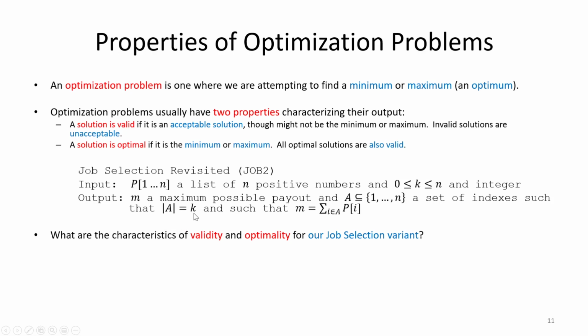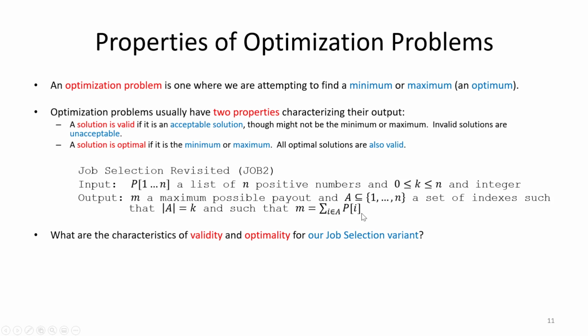If it returns k minus 1 jobs, again, invalid, not acceptable. If it returns k jobs, then it's valid. It might not be optimal because we haven't got to that bit yet, but it's valid. So any set of k jobs is acceptable. And so we could imagine bad algorithms for this that just return the first k jobs or something like that, but those would still be valid solutions. Not optimal, but valid.